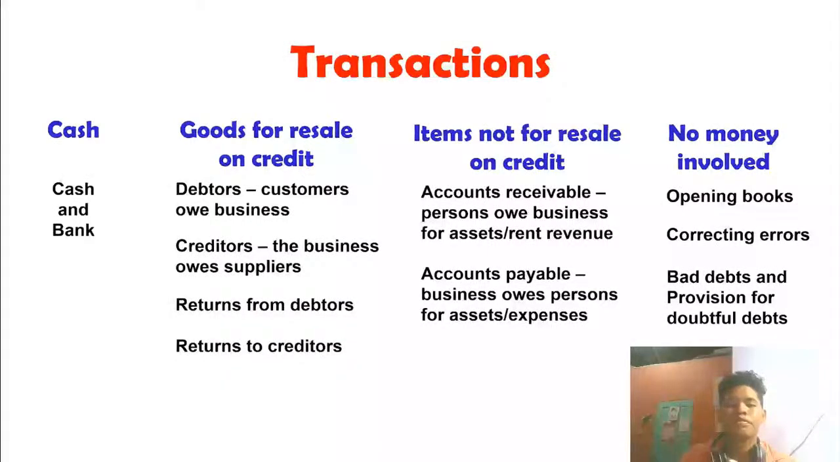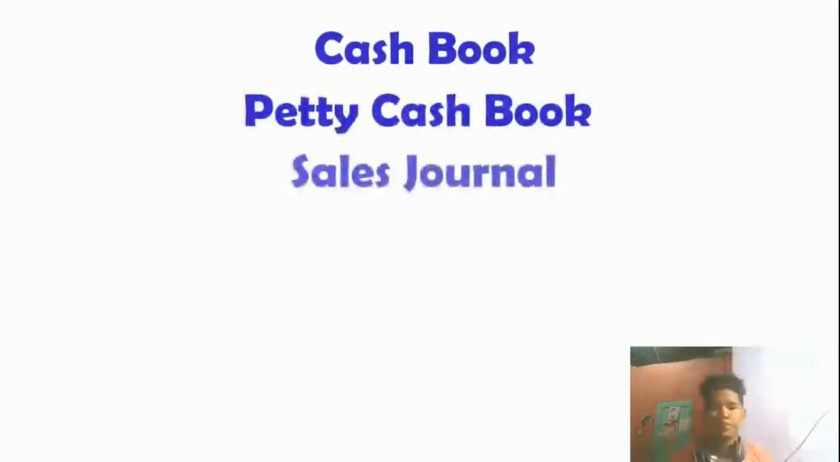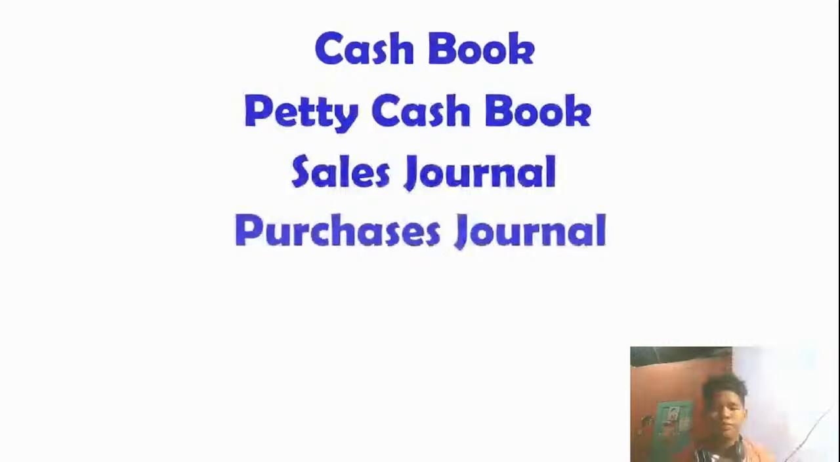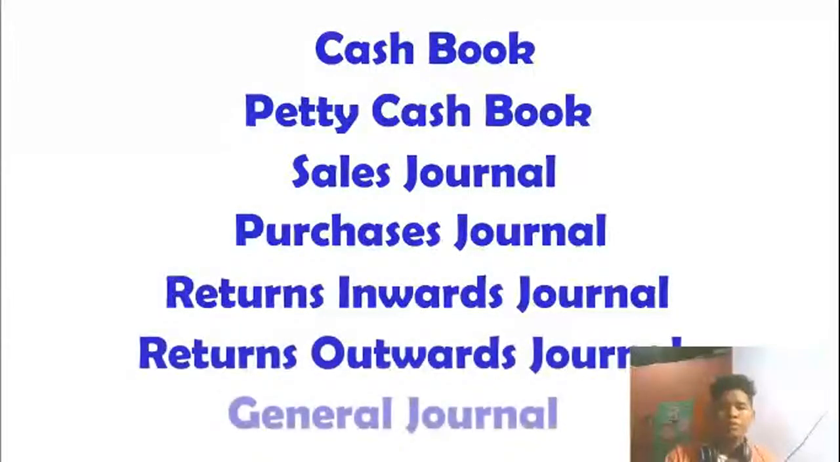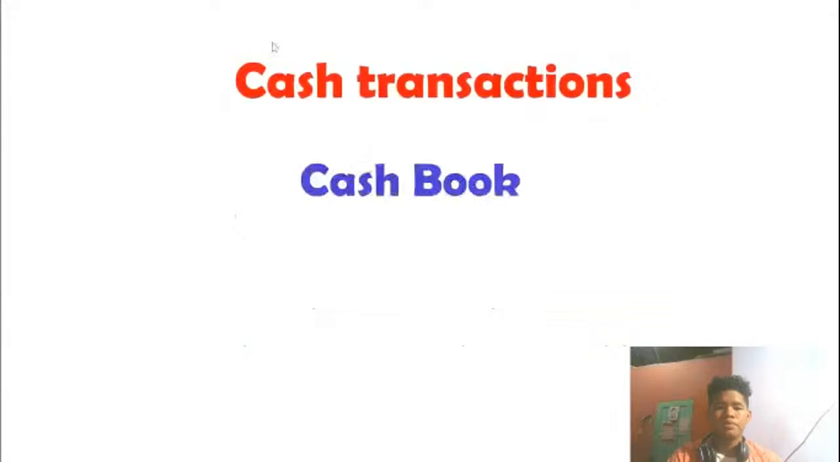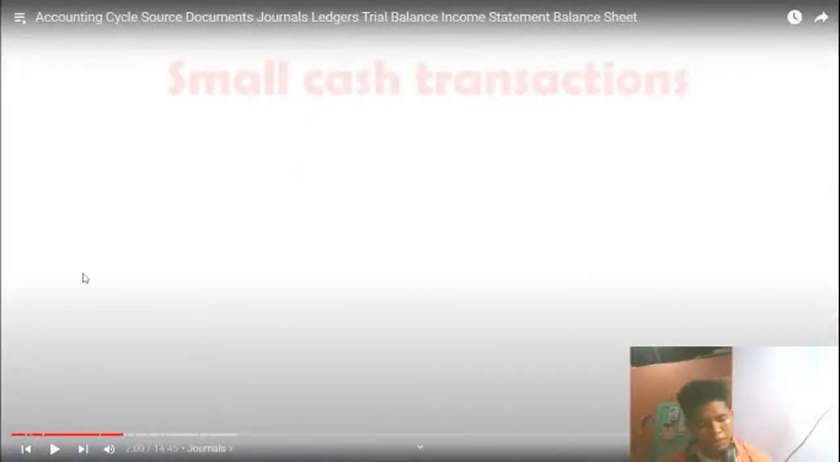Step 2 of the accounting cycle: journals. Cash book, petty cash book, sales journal, purchases journal, returns inwards journal, returns outwards journal, general journal. Cash transactions, cash book. So all cash transactions within a business are usually recorded within the cash book. That is very important to remember.